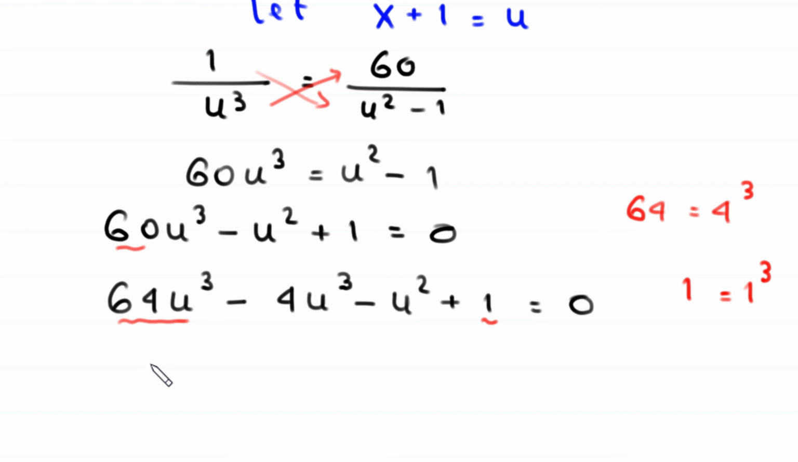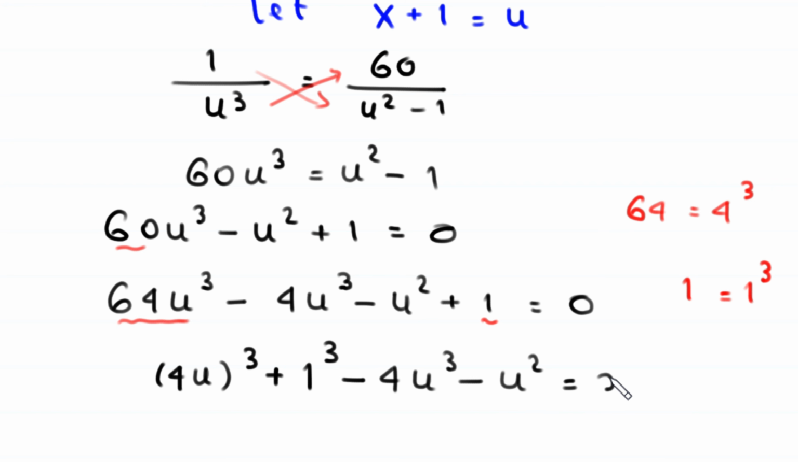So we can rewrite this 64u cubed as (4 times u) whole cubed plus this 1 is the same as 1 cubed, and this negative 4u cubed minus u squared equal to 0.